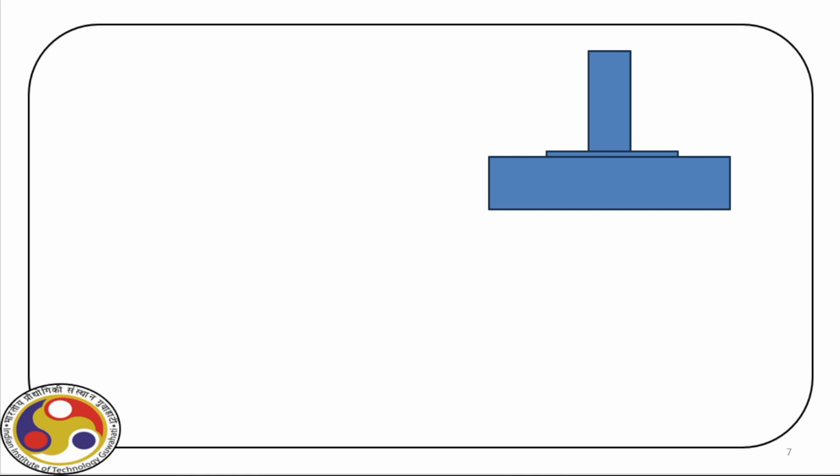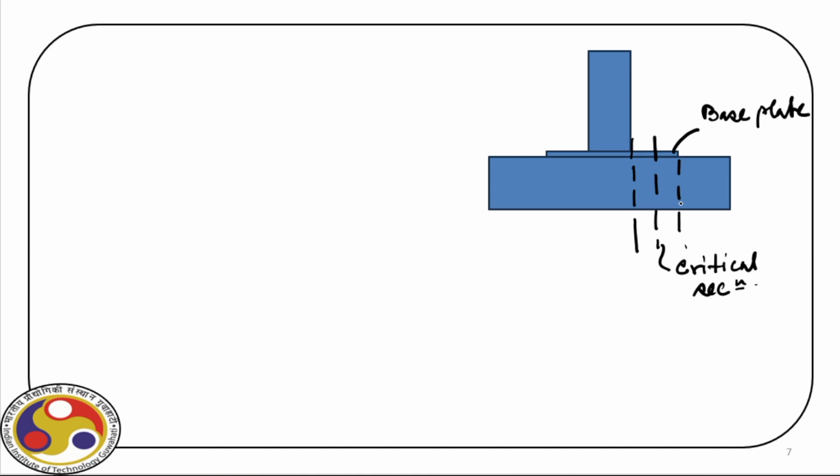If this is the arrangement, then instead of taking the face of the column, which is here, we consider halfway between the face of the column and the edge of the gusseted base. So this is the base plate. The edge of the base plate is here. At the middle of these two, we consider the section critical. So this is the critical section for a steel column.